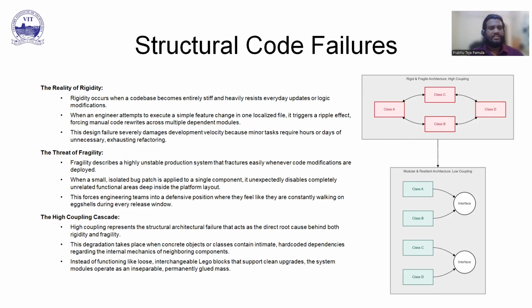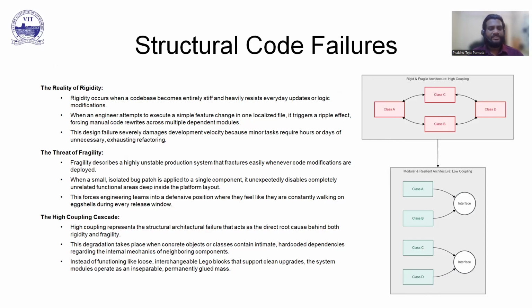The threat of fragility. Fragility describes a highly unstable production system that fractures easily whenever code modifications are deployed. When a small isolated bug patch is applied to a single component, it unexpectedly disables completely unrelated functional areas deep inside the platform layout. This forces engineering teams into a defensive position where they feel like they're constantly walking on eggshells during every release window.